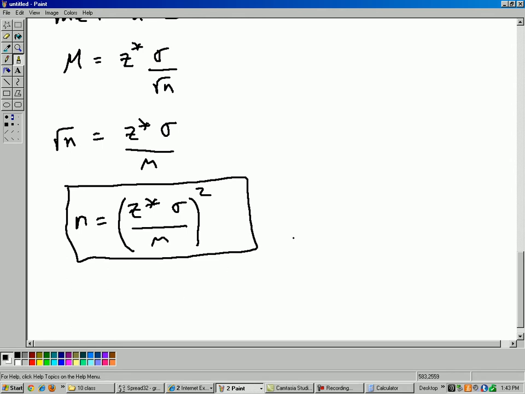And this formula is given to you in the textbook towards the end of chapter 16 on page 401 of the textbook. That's it.